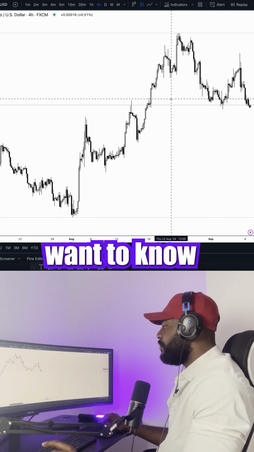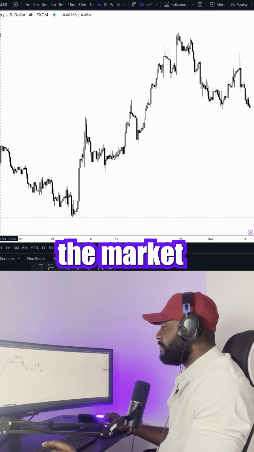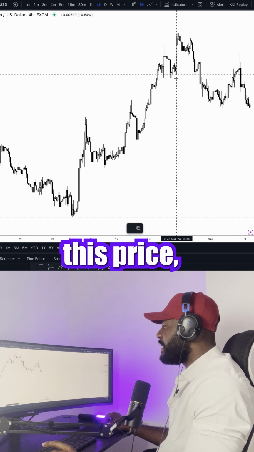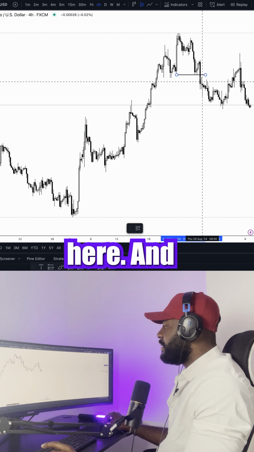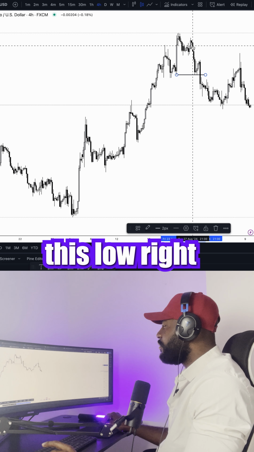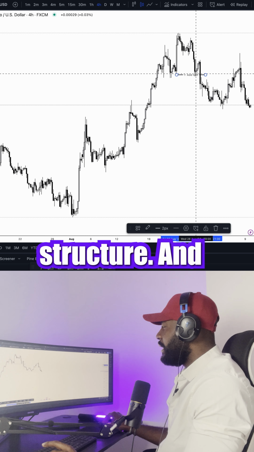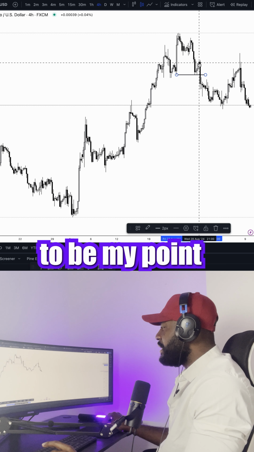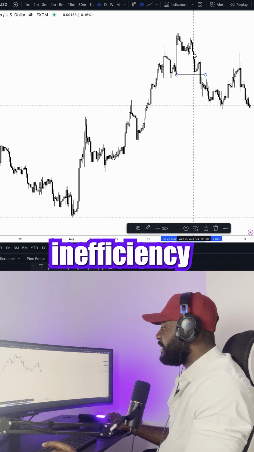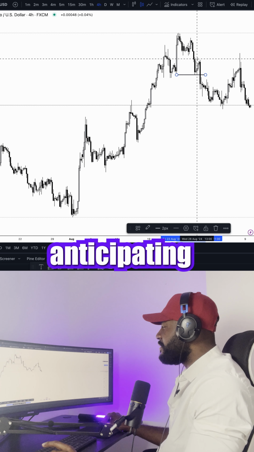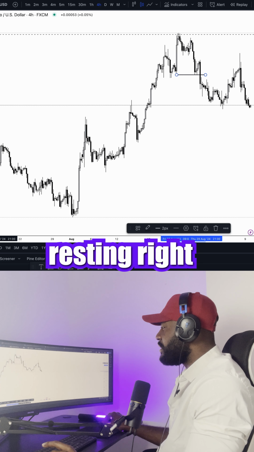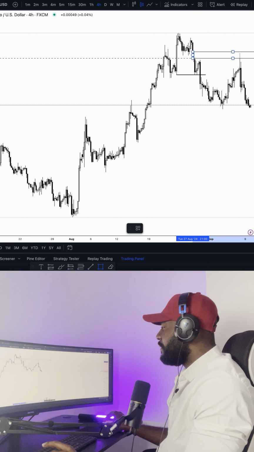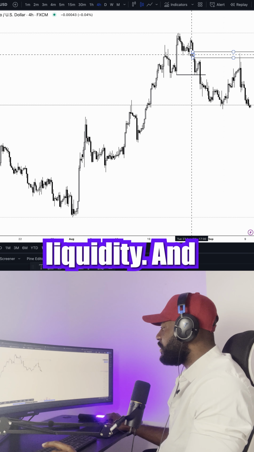The first thing I want to know is what is the trend, what is the market structure. In this case you can see clear as day, price created this low right here, and after creating this low, we broke structure, and after breaking that structure, this right here was my last up close candle, so that is going to be my point of interest. Because we have an inefficiency here, I'm anticipating a run on buy side liquidity resting right here, and look how nicely price took that inefficiency, mitigated the inefficiency, and took the buy side liquidity.